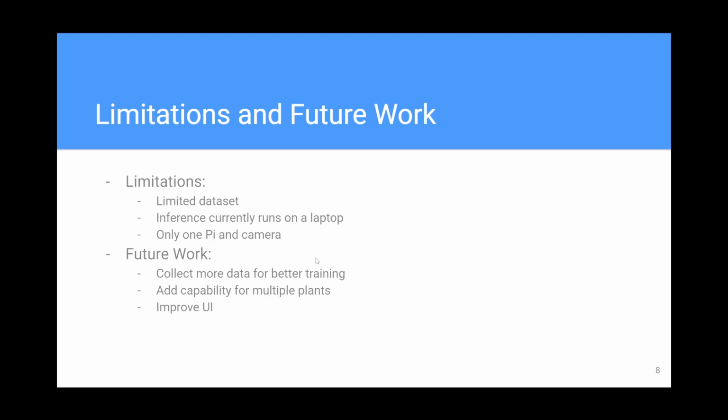So future work would be to collect more data or get a better data set for better training, to get better model weights for inference, and more future work could be to add the capability for multiple plants. Maybe you could do that with just one Pi and one camera, or maybe you would add more Pis and cameras, one for each, or maybe one for 4 plants, if you can segment the photo into each one and run inference on each one individually. More future work could also be to improve the user interface on the web app.